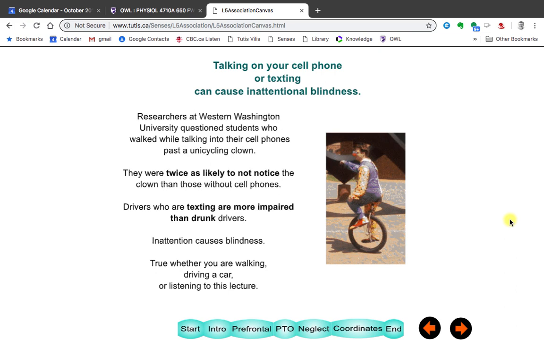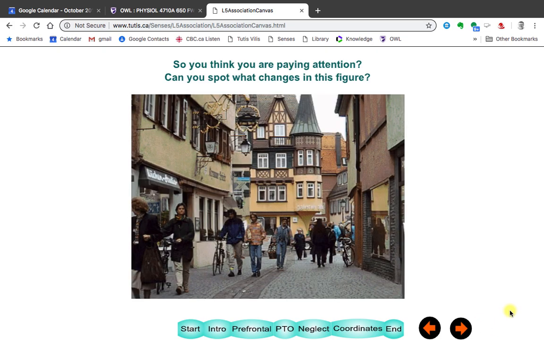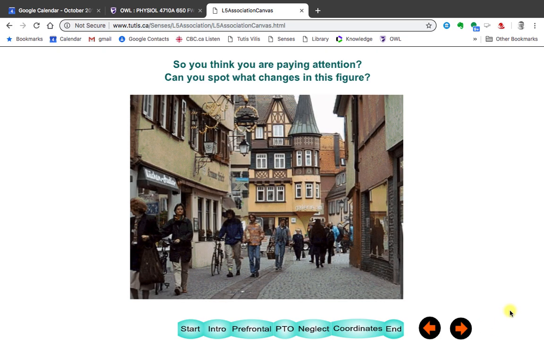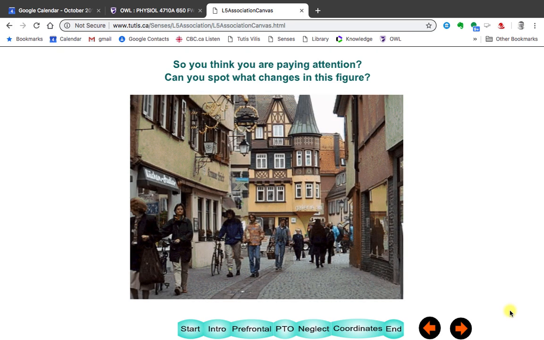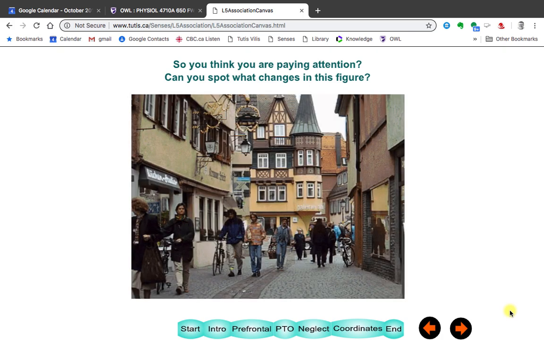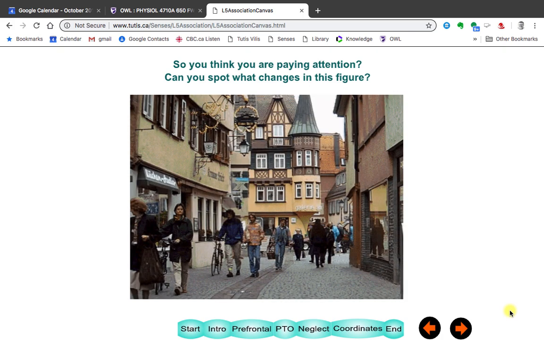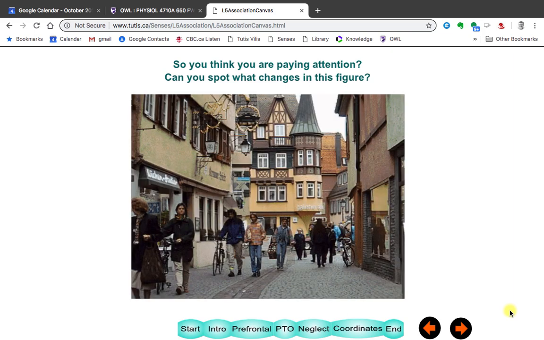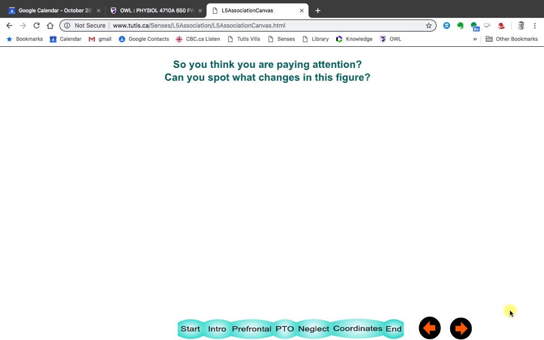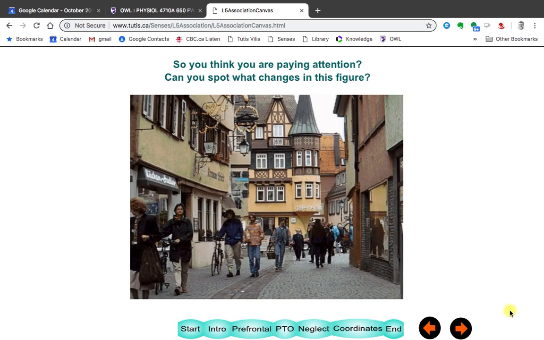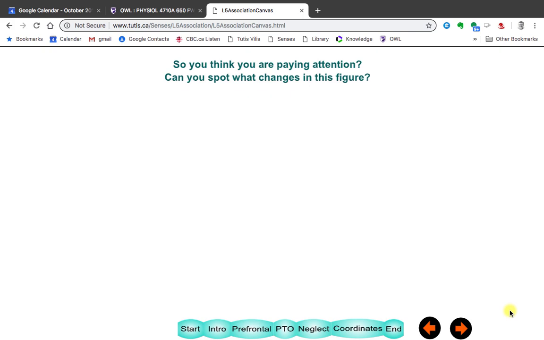And that's true whether you're walking or driving a car or whether you're listening to this lecture. Depends what you have on your screens at the moment. Okay, to give you an example of that, can you spot what is changing in this picture? Can you see something change? Raise your hands if you spot something. Don't say what it is, but slowly, slowly, slowly, more and more.